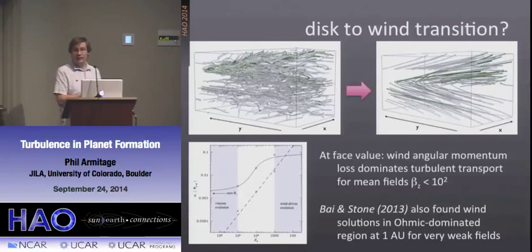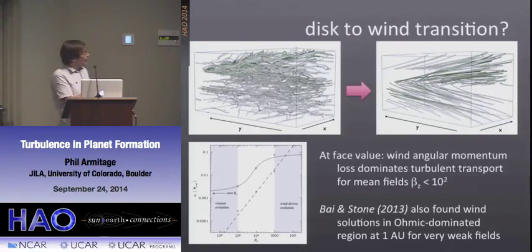It could be mixed by turbulence radially, or it could be simply lost in a magnetically dominated wind from the surface of the disk. And what we see, these are renderings of field lines here. If we have weak vertical fields, we have these rather tangled, primarily toroidal fields, which are turbulent. If we have stronger vertical fields, you can see we get a much more organized field structure that looks much more like a magnetic wind coming from the system. So at face value, I would say, wind angular momentum stress dominates over turbulent transport for sufficiently strong mean fields.